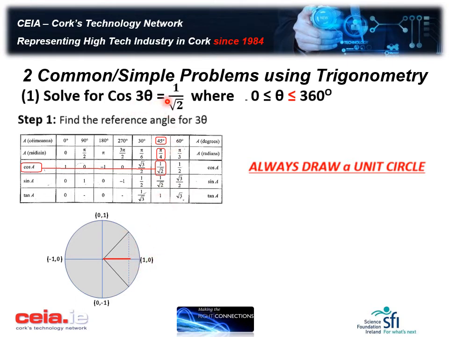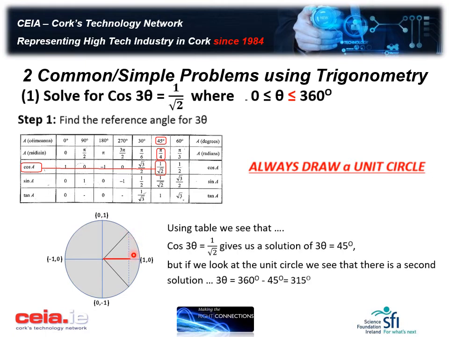So we know that cosine 3 theta is equal to 1 over root 2. Using our table, we look along the cosine row for 1 over root 2, and we find it here. On this occasion we're working in degrees, so we can see that we have an angle of 45 degrees. So we know that one of the possible answers for 3 theta is 45 degrees. And we see it here.